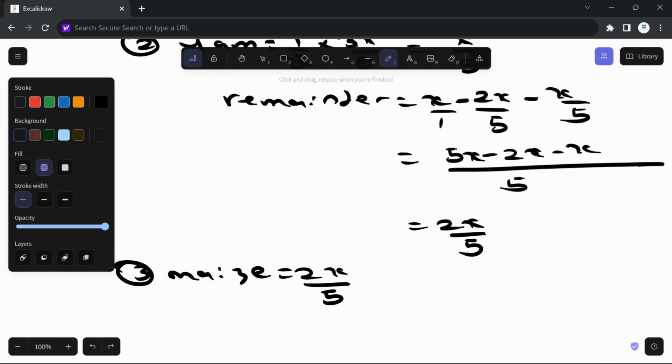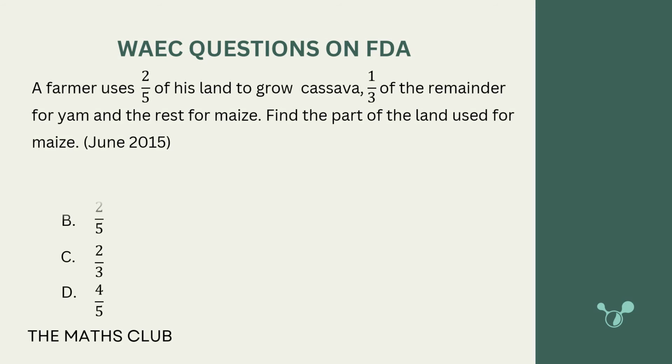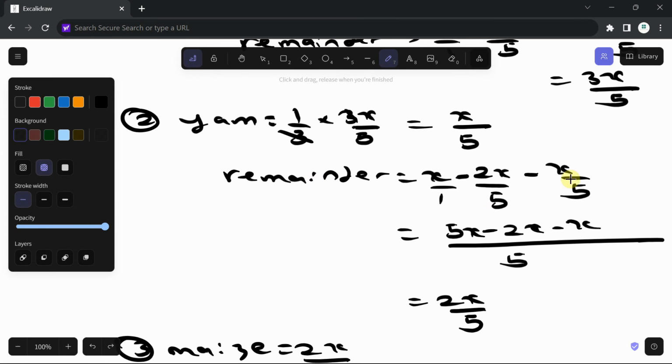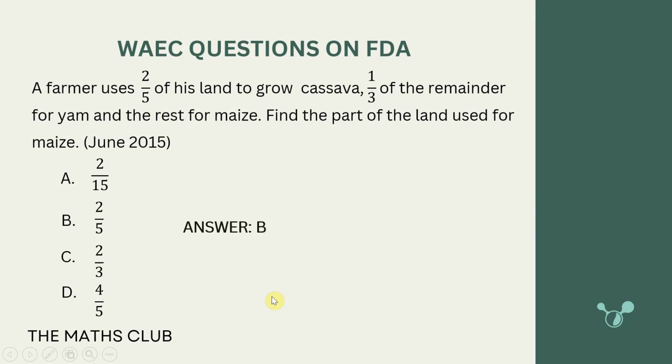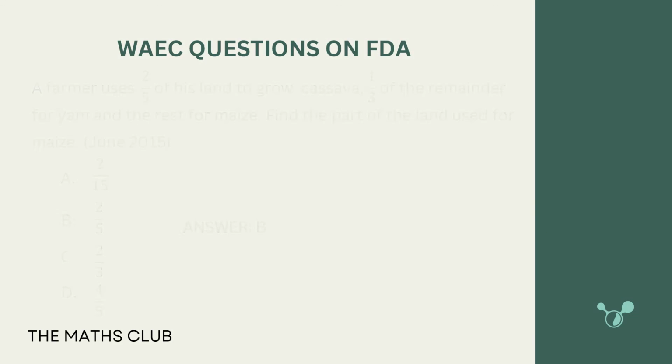So he used 2 over 5 of the land for maize, based on what we calculated, because he said he used the remainder for maize. So that's 2 over 5, and that's option B. Great, so option B, correct.